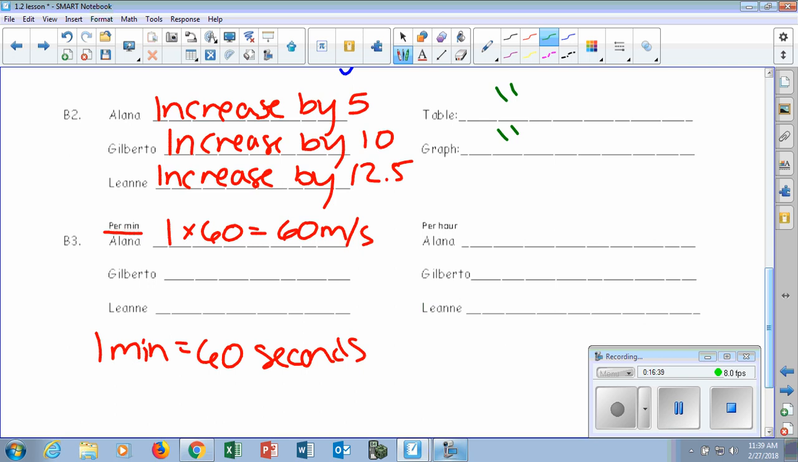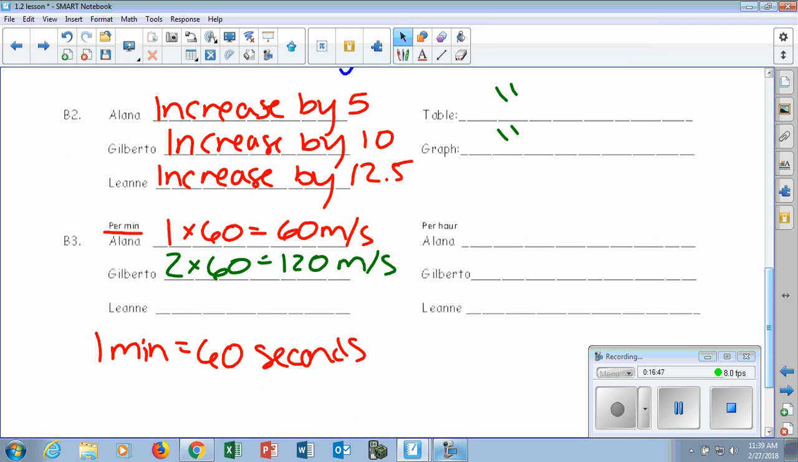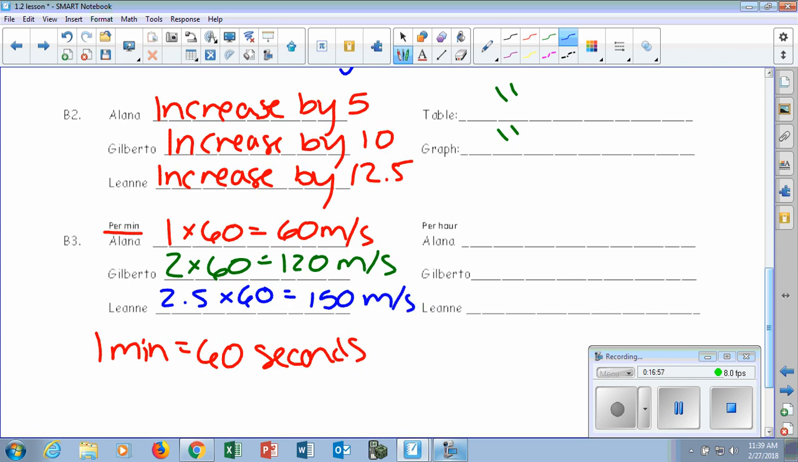So Gilberto's constant is 2. So we do 2 times 60 to give us 120. And lastly, for Leanne, since her constant is 2.5, we'll multiply that by 60 to figure out the minutes to get 150. And then we will go on to do the hours, and we'll do part C in our summary tomorrow. So we will stop the video here, and we will continue tomorrow.